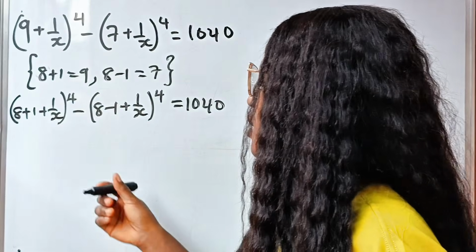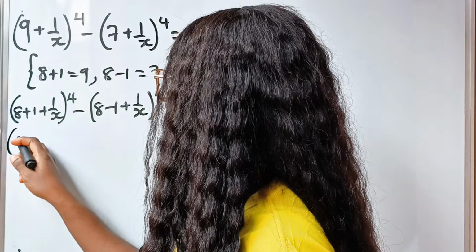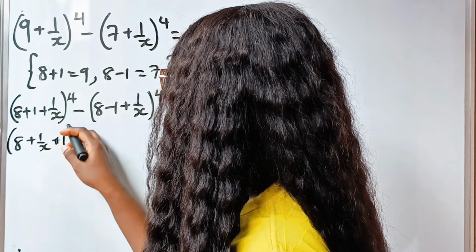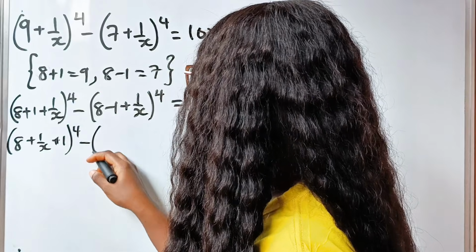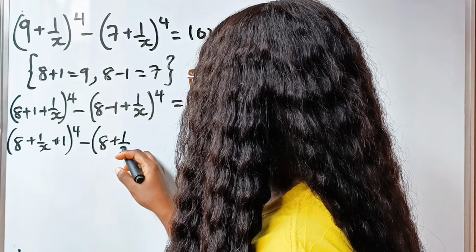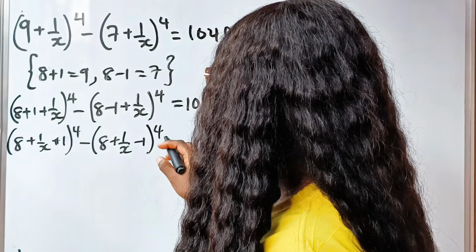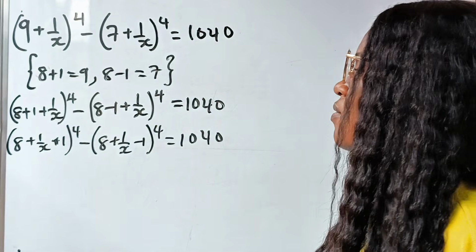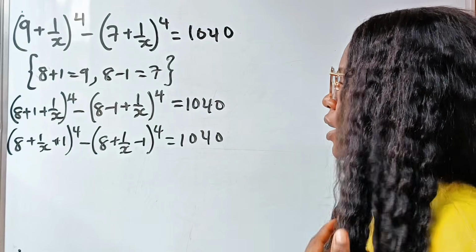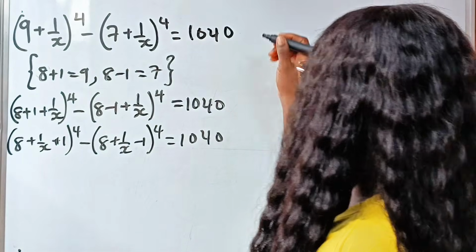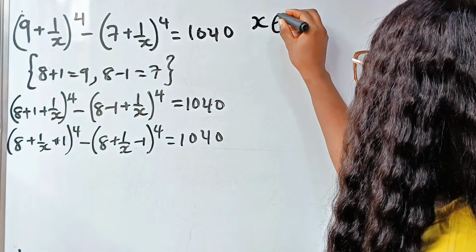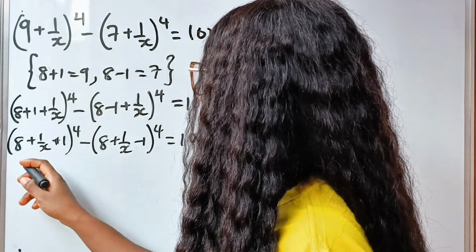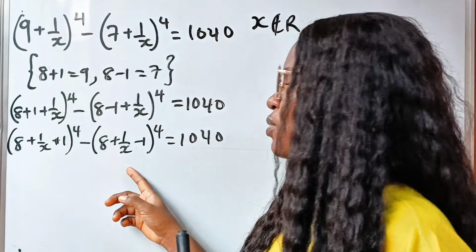Now let us bring this plus 1 over x to this side and do the same to this side as well. So this can be written as 8 plus 1 over x plus 1 raised to the power of 4 minus 8 plus 1 over x minus 1 raised to the power of 4 is equal to 1040. There is something I forgot to say, that x is real. Now we can see 8 plus 1 over x here and 8 plus 1 over x here.